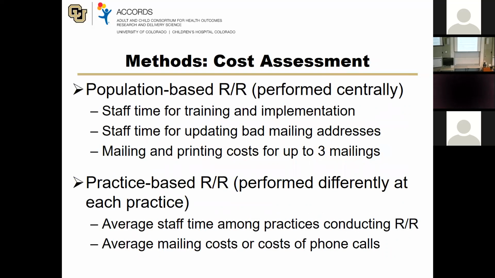So we also did a cost assessment. In the population-based reminder recall, this included staff time for training and implementation, staff time for updating bad mailing addresses, and mailing and printing costs. The practice-based reminder recall, we had to rely on the practices to tell us what they did because, again, we weren't doing it for them. We were looking at that pragmatic approach, and we asked them for their average staff time, the method they used, and we gave them compensation for mailing costs or costs of phone calls.